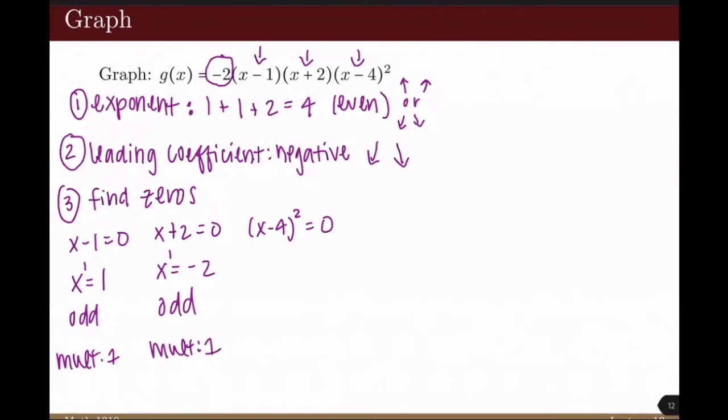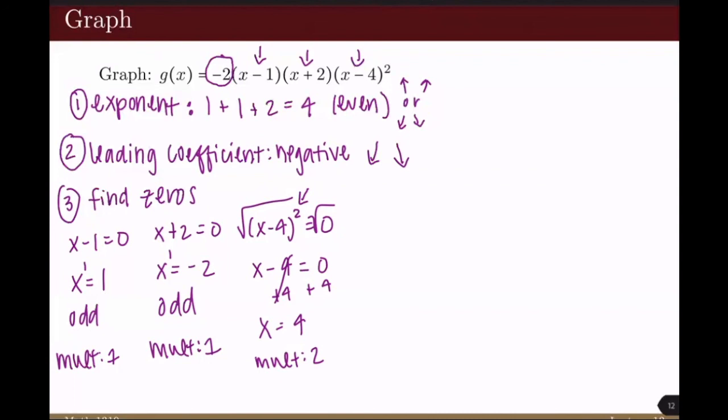All right, next, let's do the squared one. So if we take the square root of both sides, the square root of 0 is just 0. And then we can add 4 to both sides, and we get x equals 4. However, this is now going to have a multiplicity of 2. Do you see why? Because of this squared term. There are technically 2 of these.